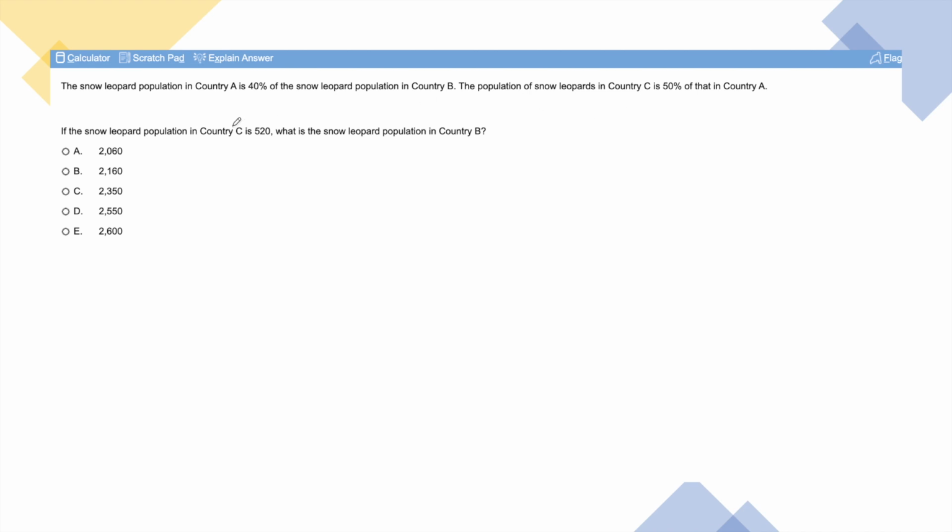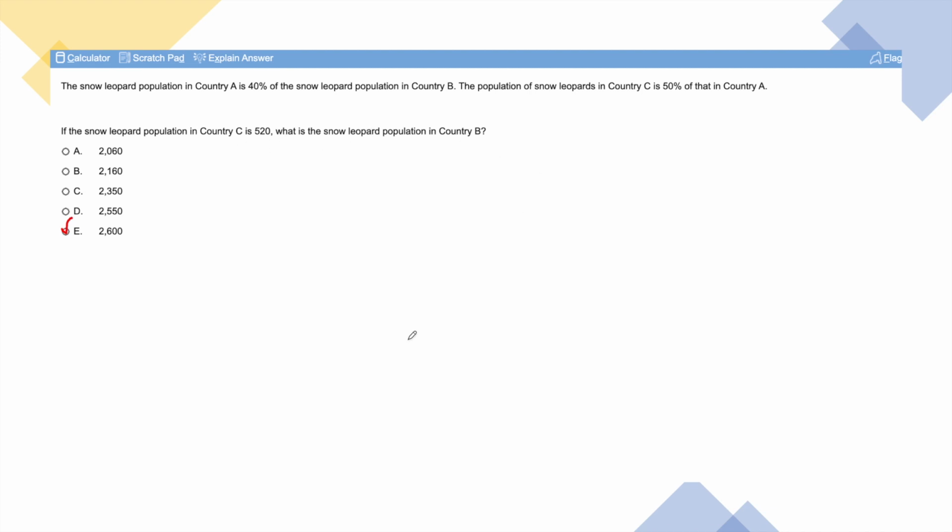So 520 is 50%, so what's 100%? That is 1040, so that's the population of country A. Country A is 40% of country B, so 1040 is 40%. What's 10% of that? Divided by 4, we get 260. 260 times 10, which is 100%, is 2,600, so E is correct.